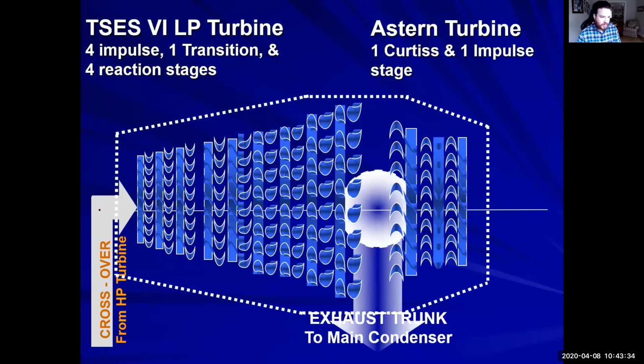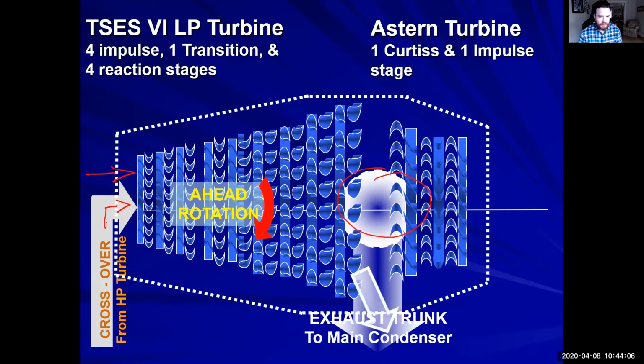So this is our crossover that's coming from our high pressure turbine. We have steam coming from the high pressure side. And what we have over here goes right into our condenser. So the steam is going to travel through the high pressure turbine, through our crossover, into our low pressure turbine. It's going to go through all of these blades and get sucked into our main condenser.